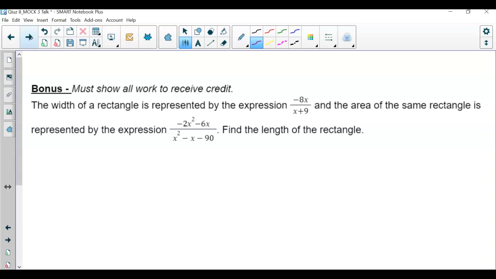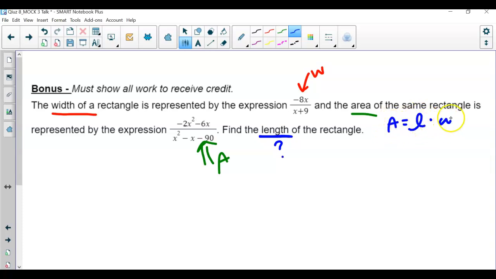So now the bonus question. The bonus question gave you the width. The width of the rectangle is this expression here. The area of the rectangle is this expression here. You are looking for the length. So again, area is equal to length times width. But if I'm given the area and I'm looking for the length, that means you're going to divide to solve this problem, the area by the width.